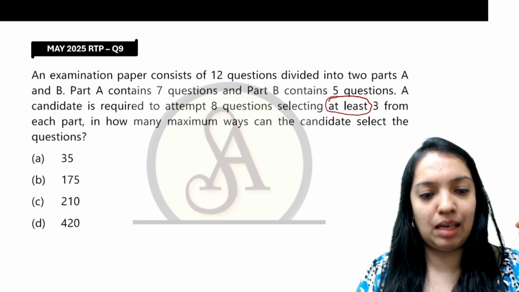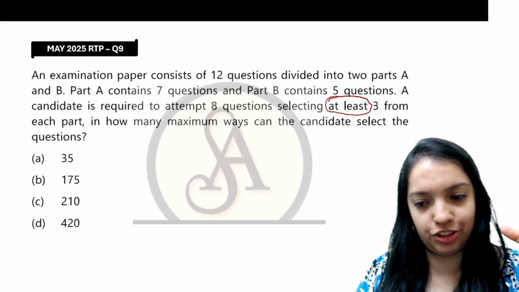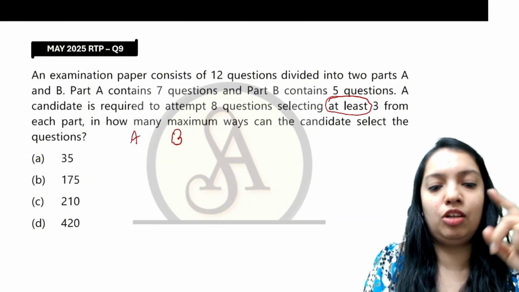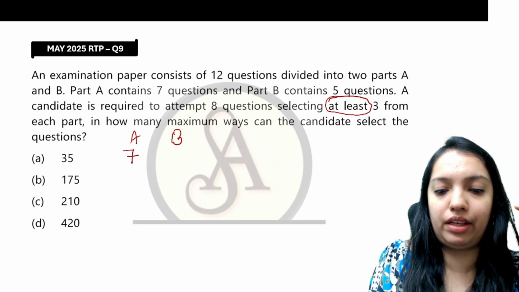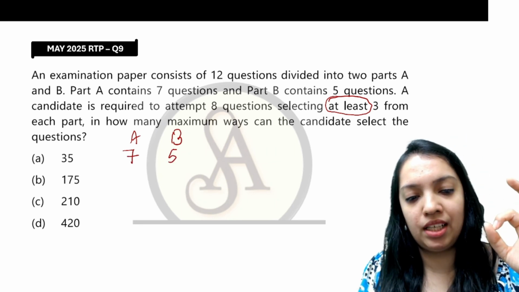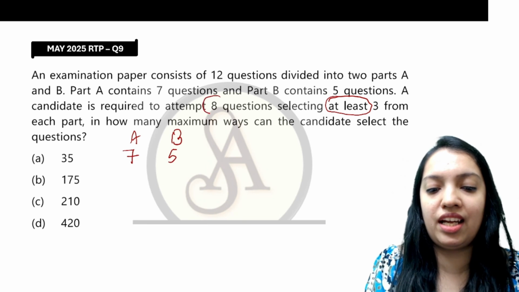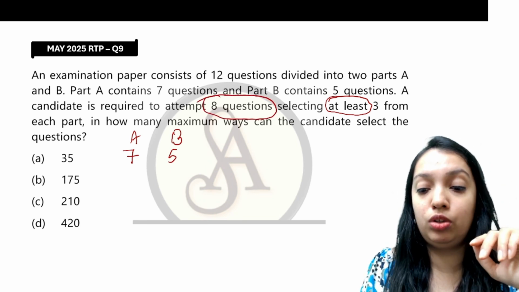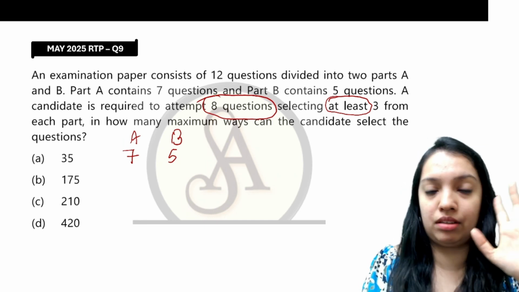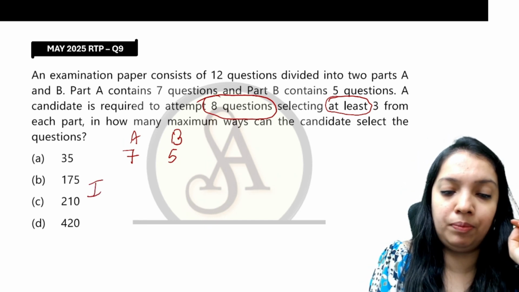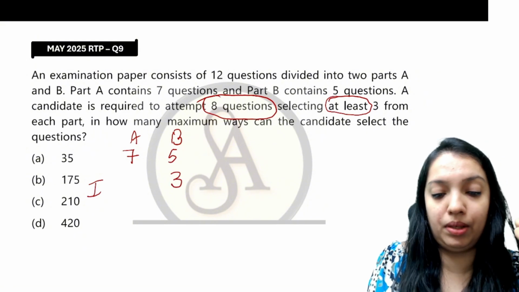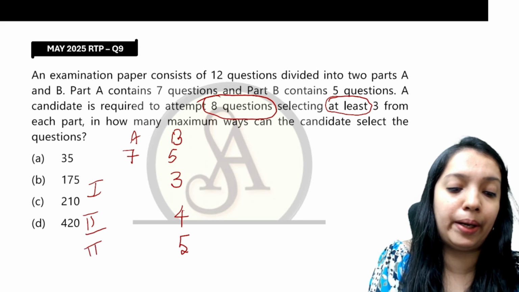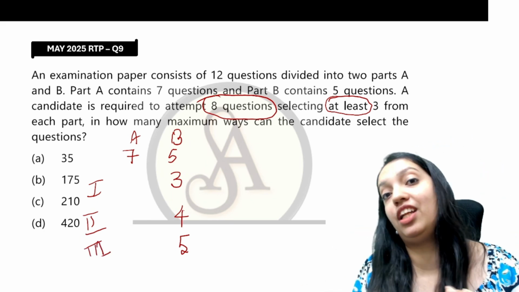Let's start. An examination paper consists of 12 questions divided into part A, part B. Let me make the table, part A, part B. Now, there are total 7 questions in part A and 5 questions in part B. A candidate is required to attempt 8 questions in total. Remember, the total has to become 8, out of which at least 3 should come in each part. So, I have option 1, 3 coming from part B, 4 coming from part B, or all 5 coming from part B. Apart from this, I don't have any other choice.